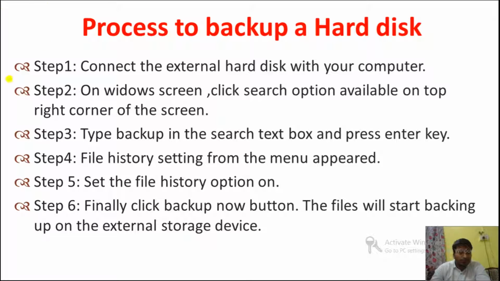Now let me give you the steps to back up the hard disk. We have 6 steps, let me read them out. Step number 1, connect the external hard disk with your computer. First, you are supposed to connect your external hard disk with your CPU or computer. Step number 2, on the Windows screen, click the search option available on the top right corner of the screen. It depends on your operating system; each operating system has different search options, so you can find it on the screen.